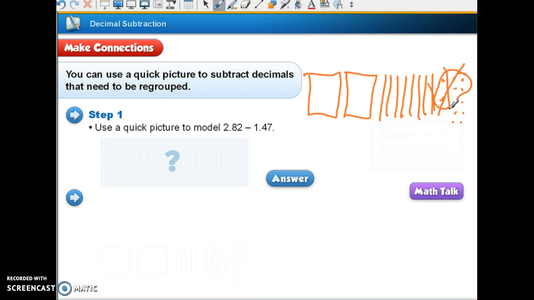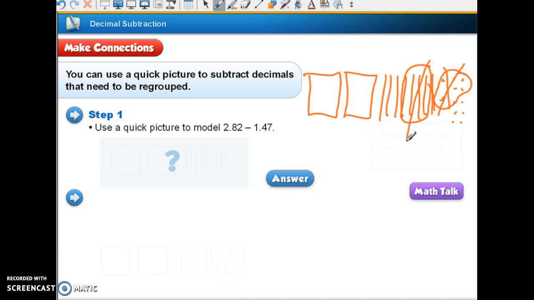7 tenths, but can I still subtract 7 minus 4? The tenths, I sure can. So I'm going to group 4 of those tenths, and I'm going to subtract them.